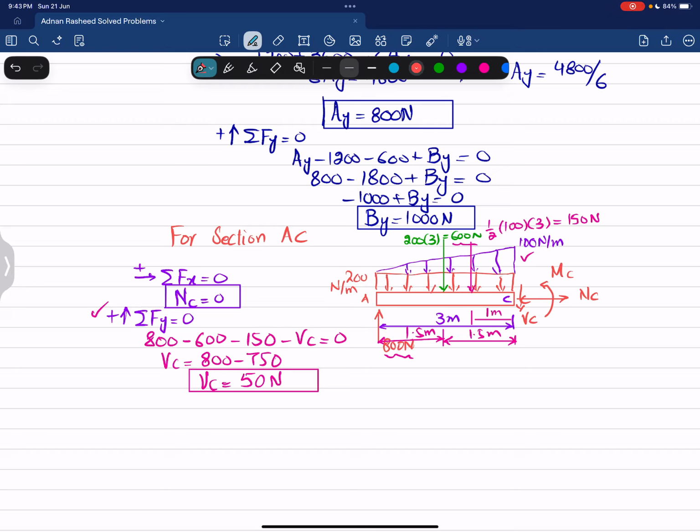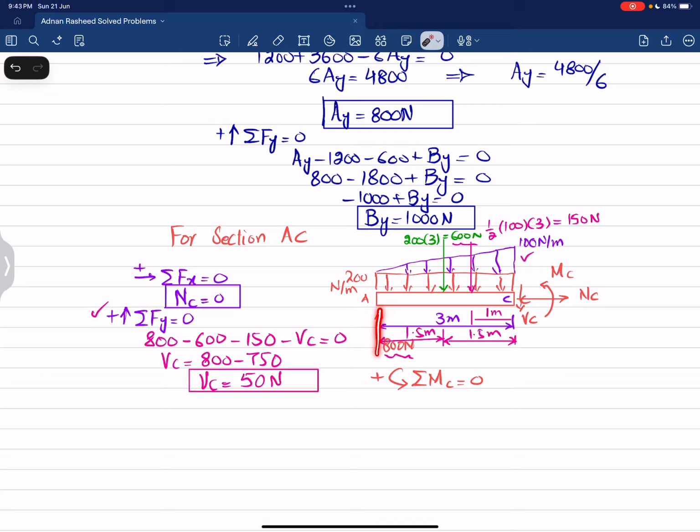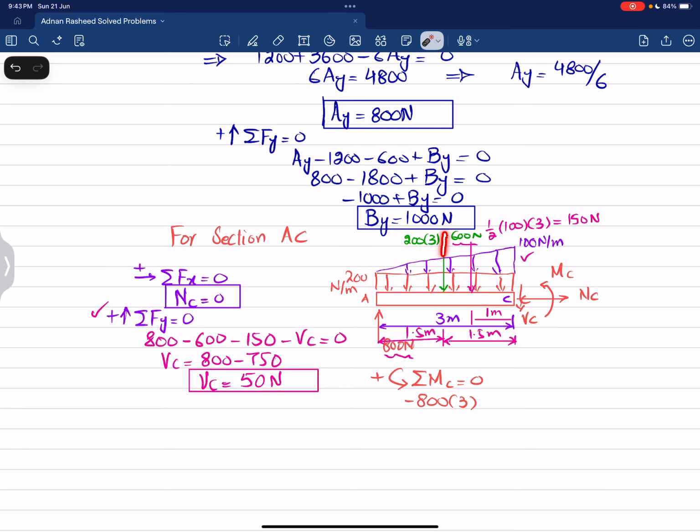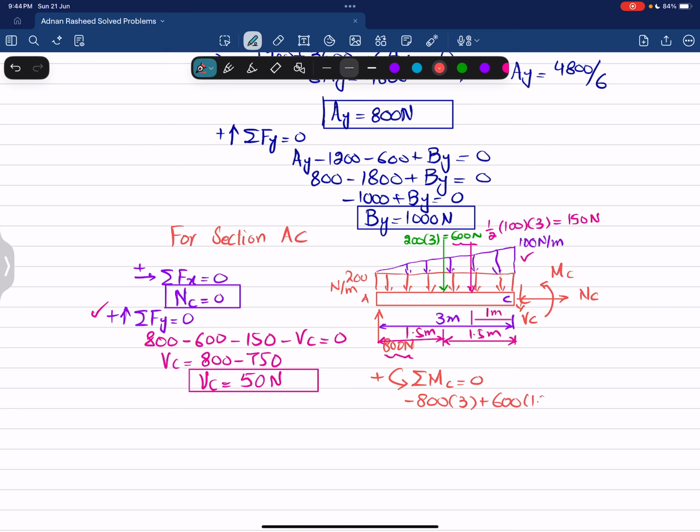So for that we will apply condition of equilibrium, that sum of all moment about point C is equal to 0 and taking the counterclockwise moment as positive. So first thing that is producing moment is 800 into perpendicular distance is this 3 meter, and this producing clockwise, so it will be negative. So I can write minus 800 multiplied by 3. The second force that is producing moment is this 600, and perpendicular distance from point C is 1.5 meter, and this is producing counterclockwise moment, so it will be positive. So for that 600 into 1.5.